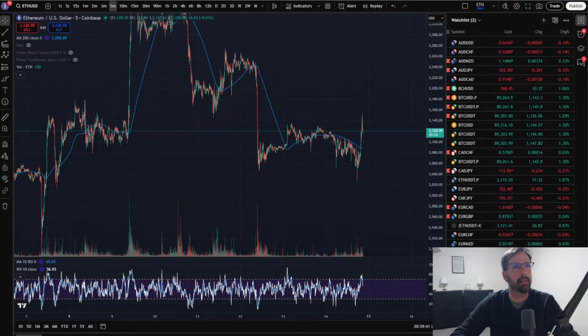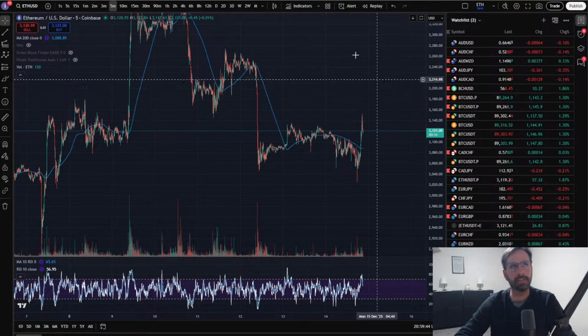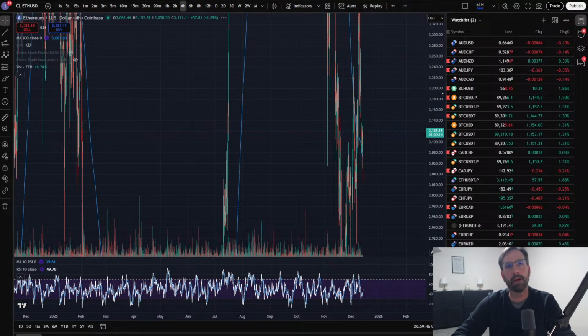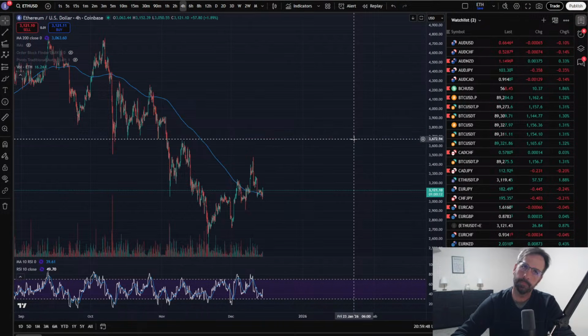Okay, let's take a peek at Ethereum. We'll do a little correlation analysis. What's going on with Ethereum? Look at the 4 hour chart. What's going on?